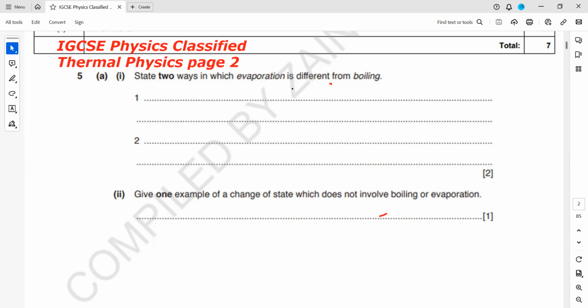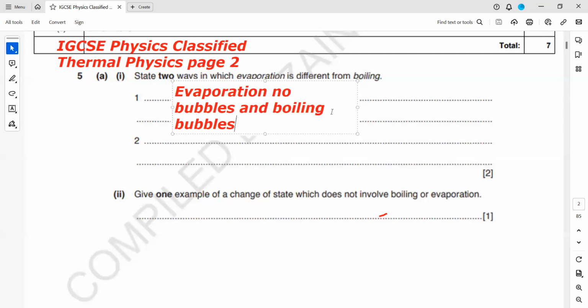What is the first difference between evaporation and boiling? So we can say, yeah, that's right, bubbles are formed in boiling. In evaporation, no bubbles, but in boiling, bubbles will form.